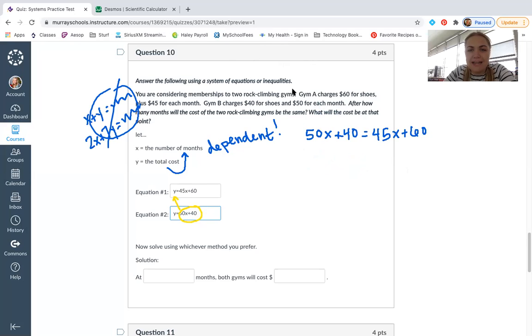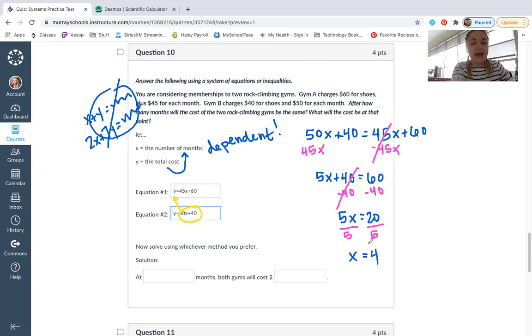Okay, then I can get all of my x's to the same side. So I'll subtract 45x from both sides. These are gone. And I have 5x plus 40 equals 60. Next thing I'm going to do is subtract 40. Subtract 40. These are gone. And I have 5x equals 20. Then I can divide by 5, and x equals 4.